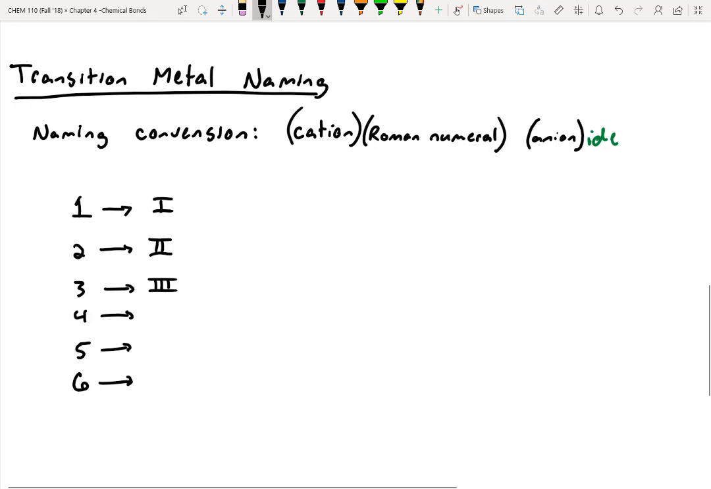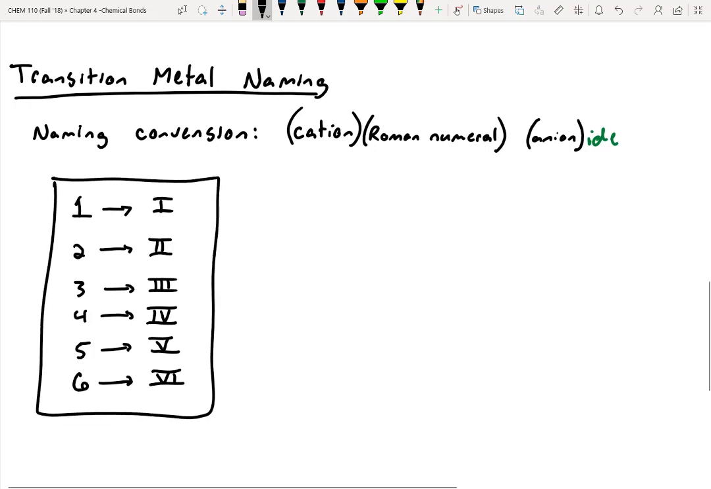4 is where it gets tricky. Who remembers what 4 is? IV. 5 is V. And then 6 is VI. You do the 1 after the V for 6. So remember these basic Roman numeral rules.